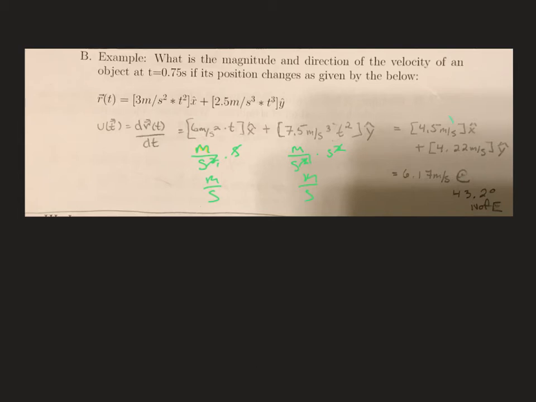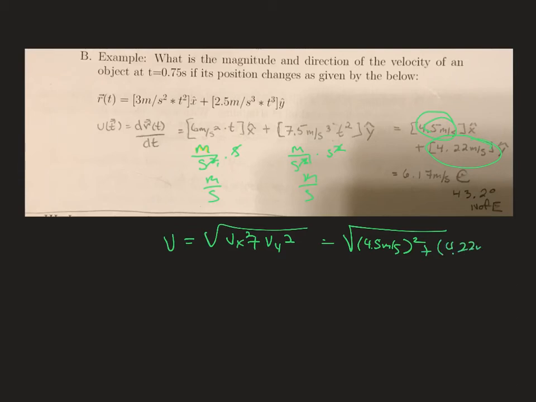Alright, so we have an x component of 4.5 meters per second, and we have a y component of 4.2 meters per second. We now can use Pythagorean's theorem. So we're going to take the square root of the 4.5 meters per second squared plus the 4.22 meters per second squared. And that's how I got the 6.17 meters per second.